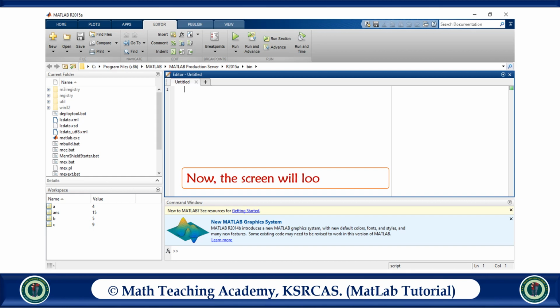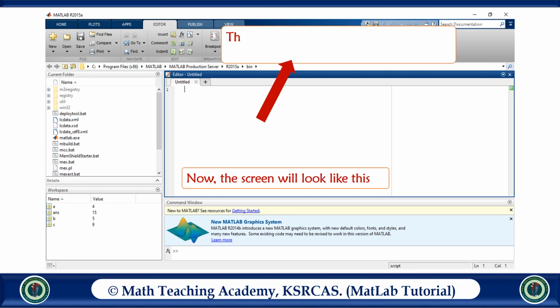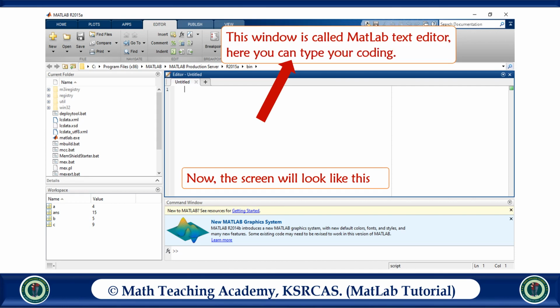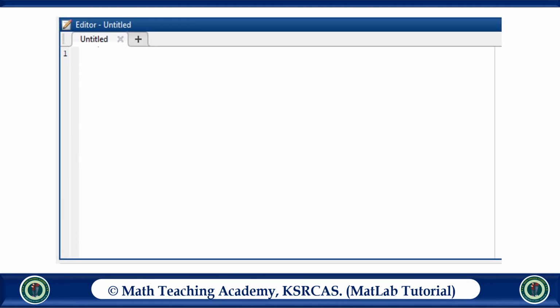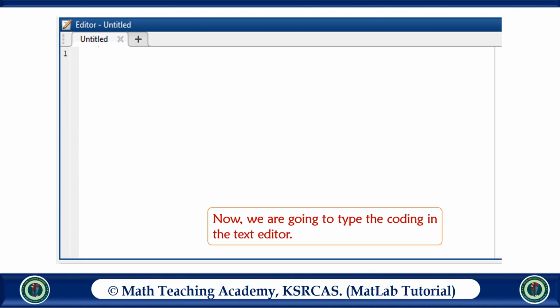Then this screen will open. This window is called the MATLAB text editor. Here you can type your coding. Here the text editor is maximized. Now we are going to type the coding in the text editor.